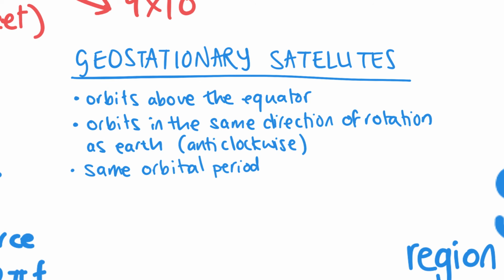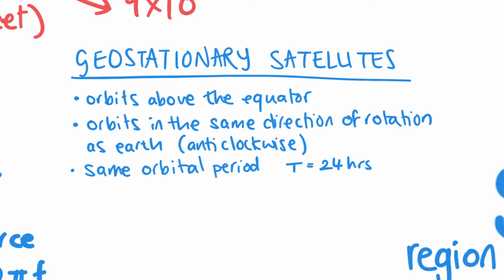So a geostationary satellite is one which is always above the same point on the Earth. It orbits above the equator. It orbits in the same direction of rotation as the Earth, which means it also goes around anticlockwise. And it has the same orbital period, which means it takes 24 hours for it to make one full rotation.